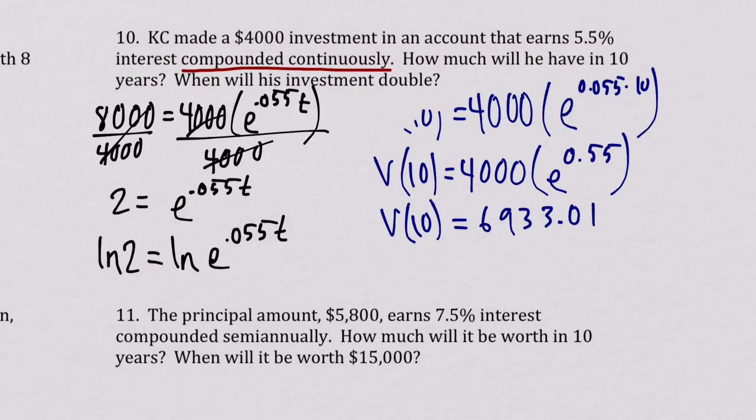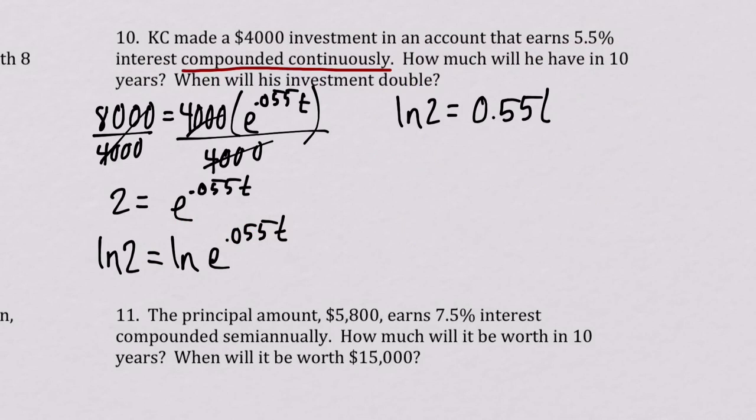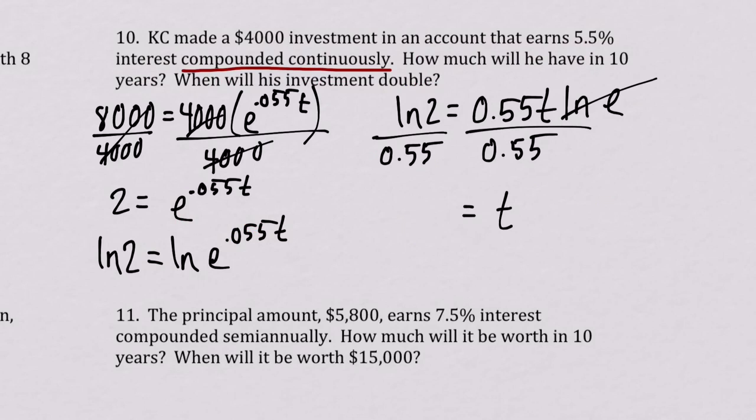I'm going to erase this old work over here so I can continue working here. So what I have now is natural log of 2 equals 0.055t natural log of e. And natural log of e cancels, right? That's one of those properties. That's 1. So all I have is 0.055t equals ln of 2. So I'm going to divide by 0.055 to isolate the t. And there it is. t equals whatever that is. Punch it into the calculator.